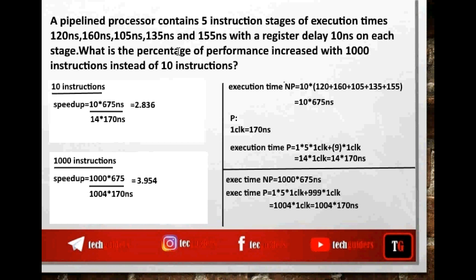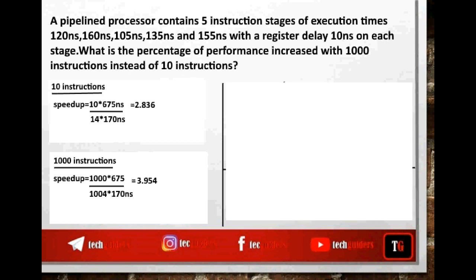And the question is, what is the percentage of performance increase with 1000 instructions with respect to 10 instructions? The percentage of performance improved is (3.954 minus 2.836) divided by 2.836, into 100, which is 39.42%.